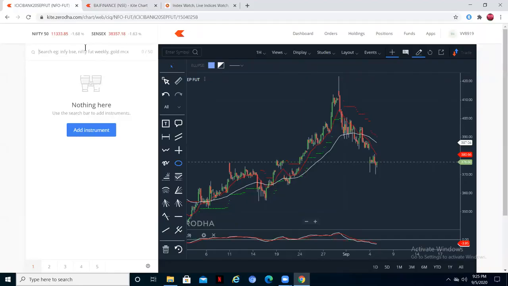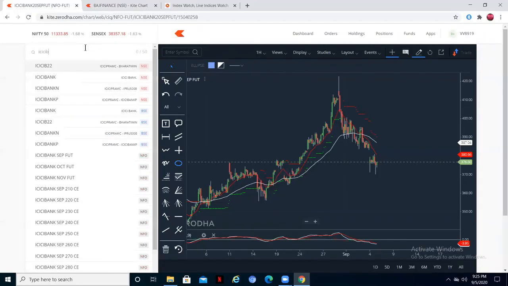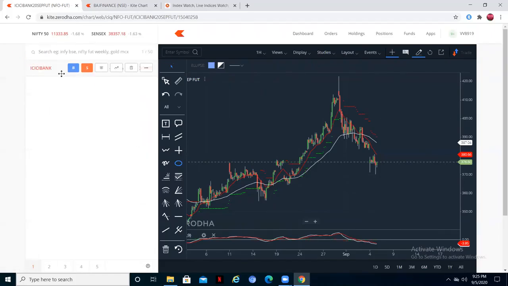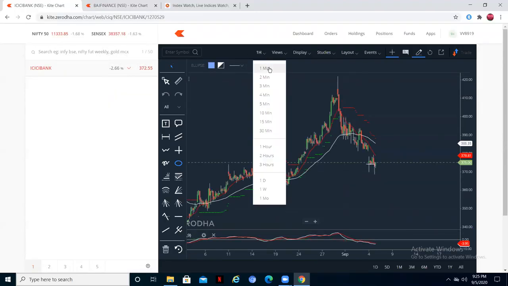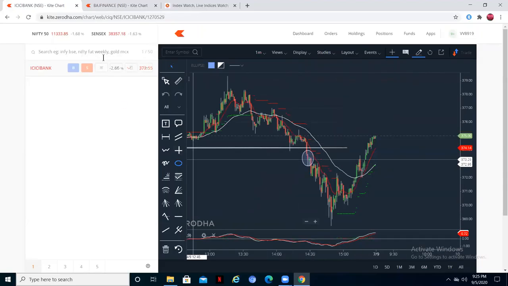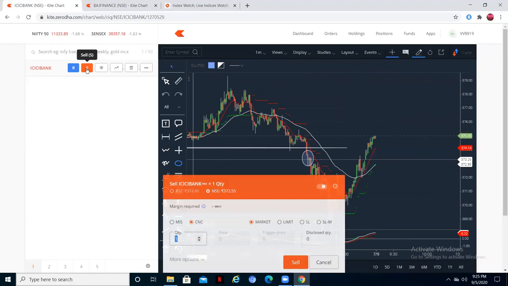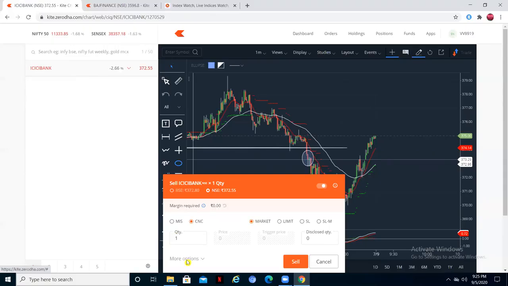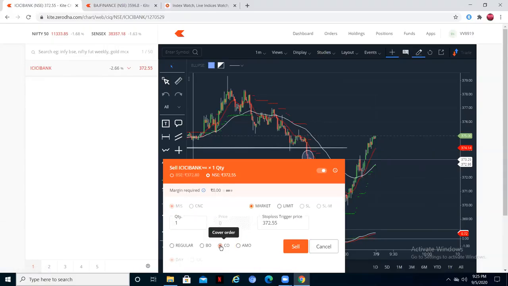So here you can see, suppose I'll take ICICI Bank only as an example. Suppose I want to trade in ICICI Bank. That depends on you, whether it is a buying trade or a selling trade. Like I showed you, this was a selling trade, or you can say a shorting trade. So I will be clicking on the selling option, not on the buying option. After clicking on the selling option, you will be choosing the cover order.